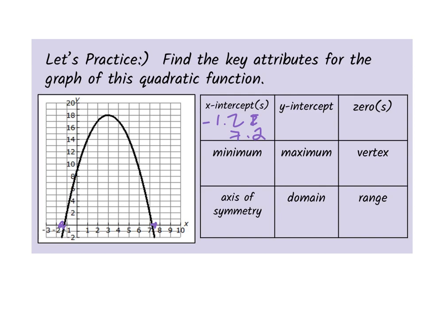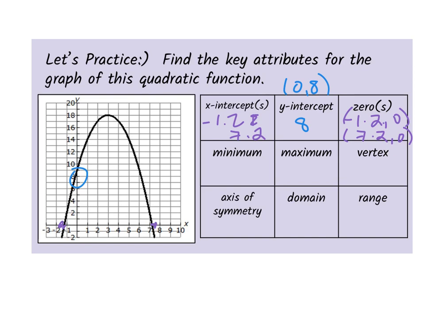Y-intercept, that one I did look at. The y-intercept is right here, and I'm going to call that (0, 8). So I'll just write 8, even though technically these are ordered pairs, but I don't have a lot of room here. The zeros again are the x-intercepts, so (negative 1.2, 0) and (7.2, 0). If you just write the numbers, I'm okay with that too.